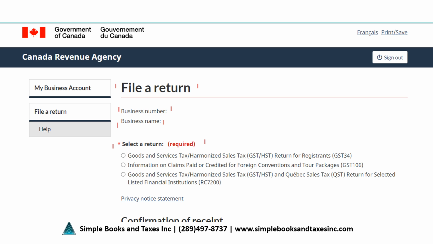There are three choices. In our case, the first choice will be our selection, which is Goods and Services Tax/Harmonized Sales Tax, GST/HST Return for Registrants, GST34. The second selection does not concern us, which is for foreign conventions and tour packages. The third choice does not concern us because it is for selected listed financial institutions.